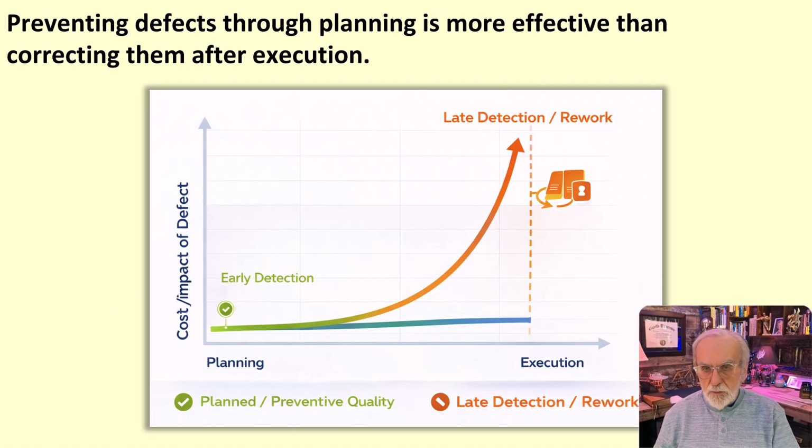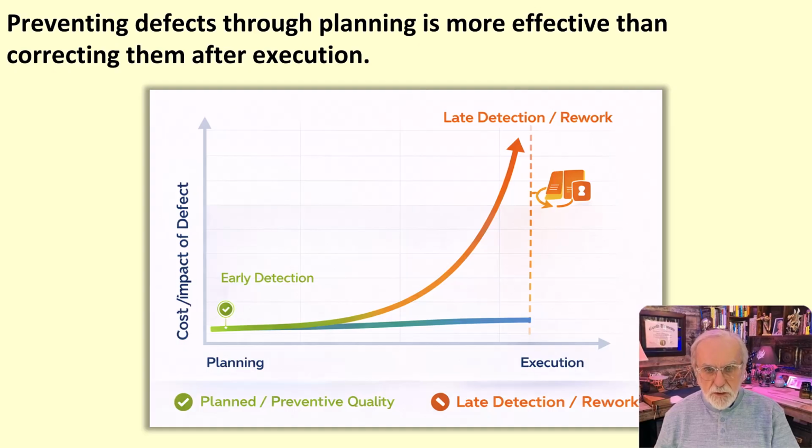Quality planning and rework prevention. Preventing defects through planning is more effective than correcting them after execution. Now we build directly on the previous discussion of quality by focusing on one of the most important practical implications, rework. One of the key principles in project management is that preventing defects is far more effective than correcting them later. When quality is built into the planning, the team is less likely to produce errors that require correction during execution. Rework is one of the most common sources of project inefficiency.